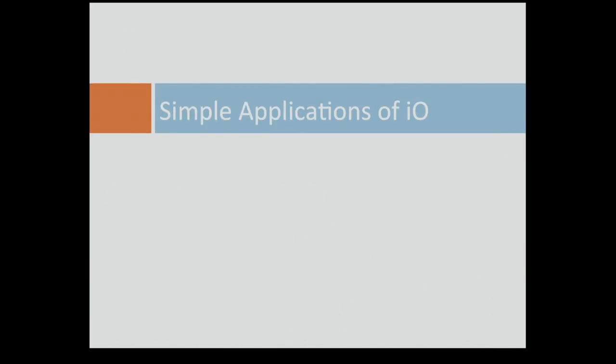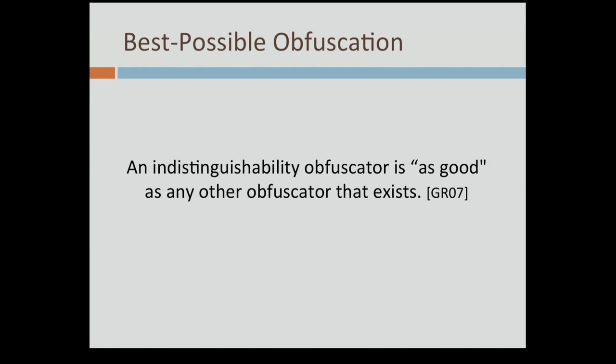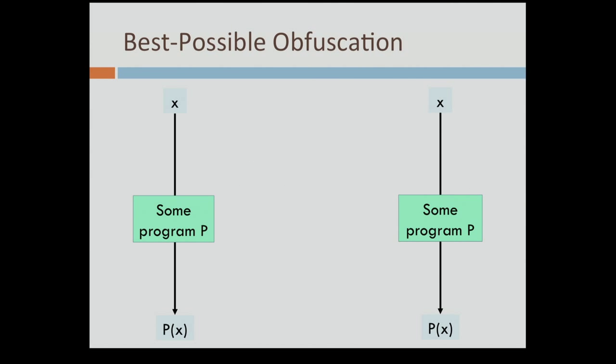All right, so I'm going to start off with some simple applications of I/O, just some layups to convince the doubters that I/O is actually interesting, that it can do stuff. All right, so here's a first really great application. You can prove that an indistinguishability obfuscator is basically as good as any other possible obfuscator. It's the best possible obfuscator. Goldwasser and Rothblum proved that. And the proof is really simple.